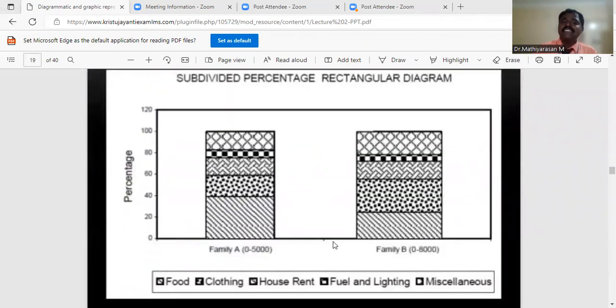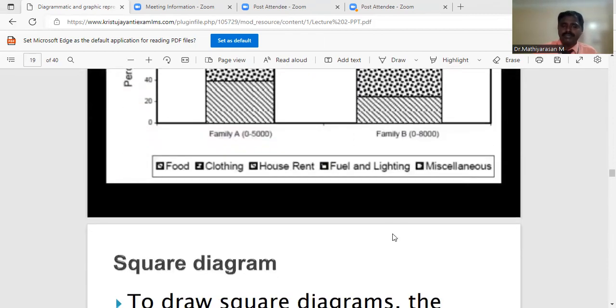So this is the example for the subdivided percentage rectangular diagram. Here also you can see it is a subdivided percentage rectangular diagram. For the percentage, the height should always be 100. Since it is a rectangular diagram, the breadth will be varying. See here, what is the breadth of the first rectangle? What is the breadth of the second rectangle? The breadth is differing. That is what is called subdivided percentage rectangle diagram. It is also like a subdivided bar diagram. But here, since it is a rectangular diagram, we are using the two-dimensional breadth as well as length. So breadth will be varying here.